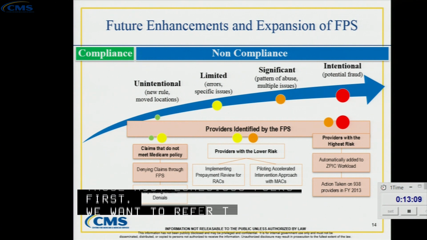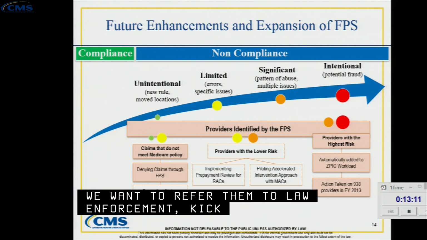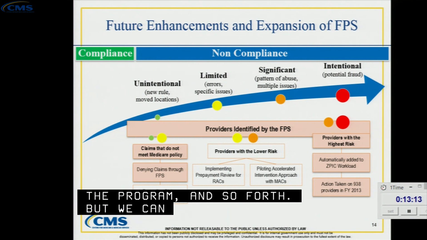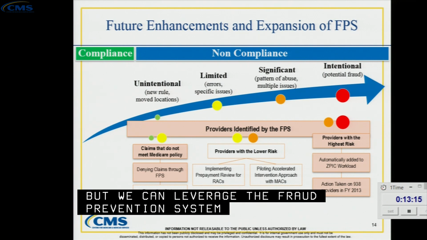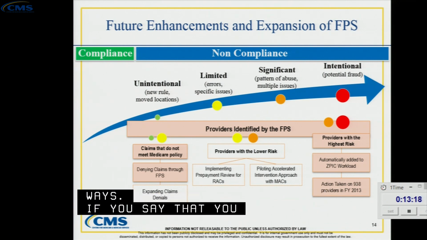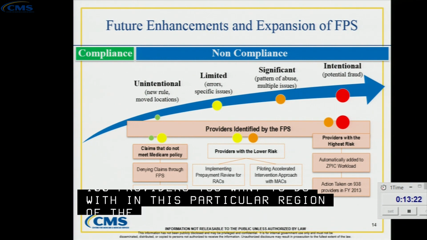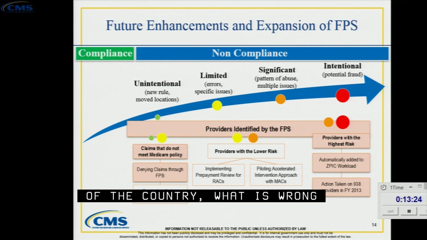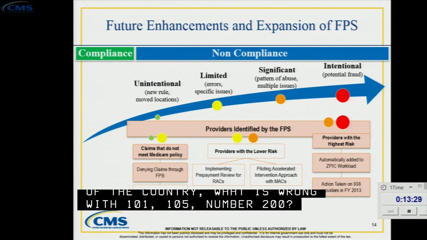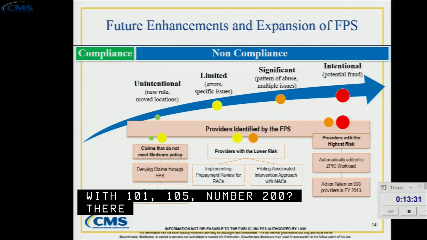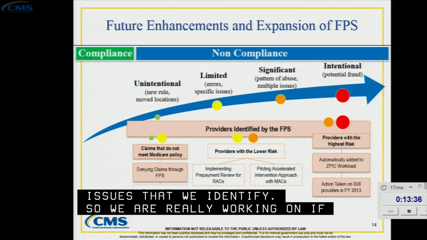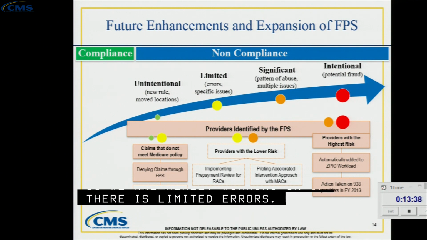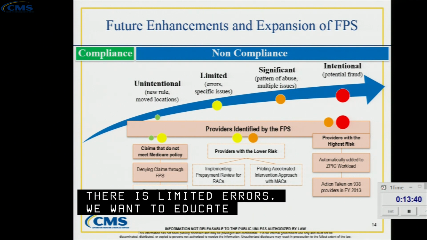But we can leverage the fraud prevention system in a lot of ways. If you say that you have the top 100 providers you want to deal with in this particular region of the country, what's wrong with 101? What's wrong with 105? What's wrong with number 200, right? There's still a myriad of issues that we identify. And so we really are working on, if there's limited errors, then we want to educate maybe and see if we can see behavioral change, lesser interventions.